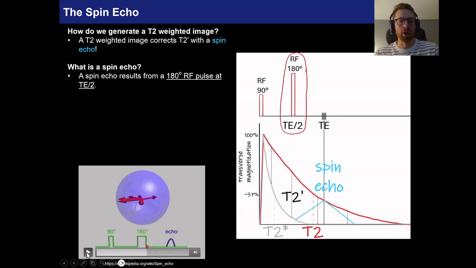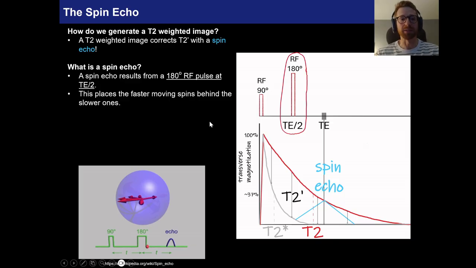But then what do we do? We deliver a 180-degree radio frequency pulse. So why would we do that? The reason we do that is because it's going to put the faster moving spins behind the slower ones. So let's just revisit the blood product and the water spin, right? The blood product is at 1.6, the water spin's at 1.5. The blood product precesses faster than the 1.5. But then what do we do? We give a 180-degree radio frequency pulse. So now we've put the faster moving spin behind the slower one. So now what? Watch what happens.